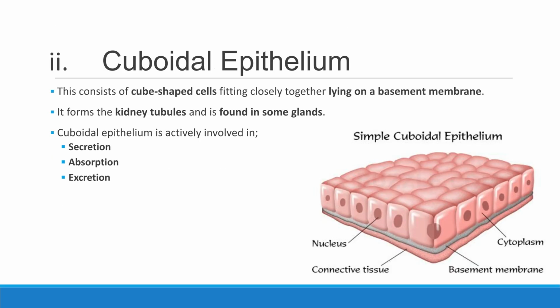Cuboidal epithelium consists of cube-shaped cells on a basement membrane. It forms kidney tubules and is found in some glands. Its active functions include secretion, absorption, and excretion.